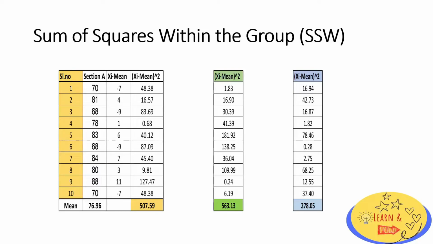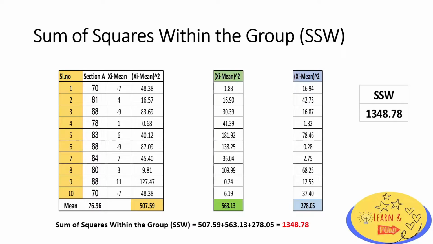And what we need to do in order to find this within, we just add all these three variances, and then you get a number, and that number is the value of SSW, right? So in our case, the SSW is 1348.78. Okay, so this is the variability within the group, because we are taking the mean of the group and then taking the deviation and then squaring it.